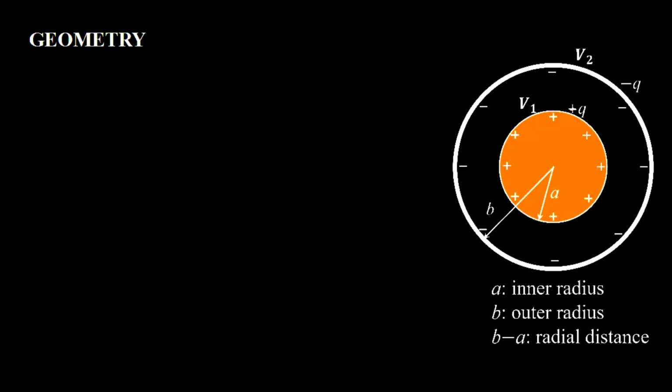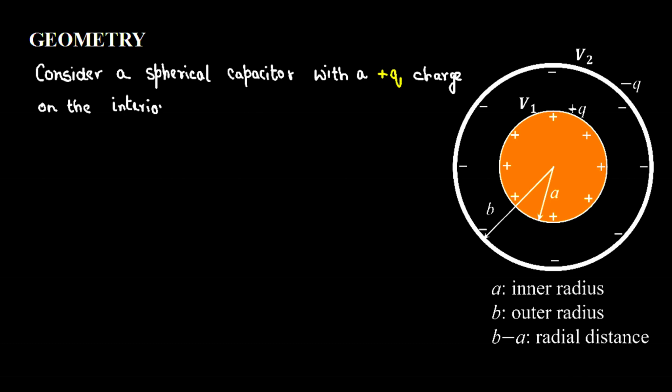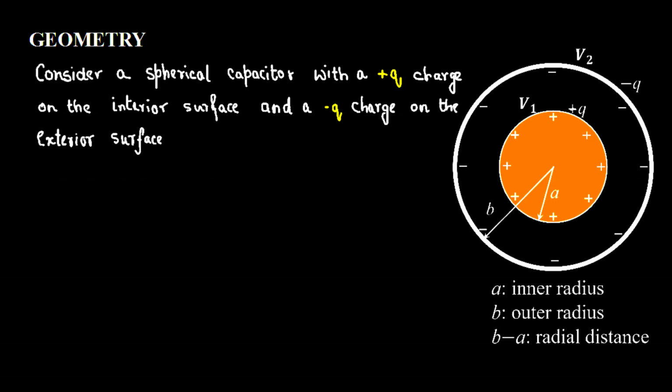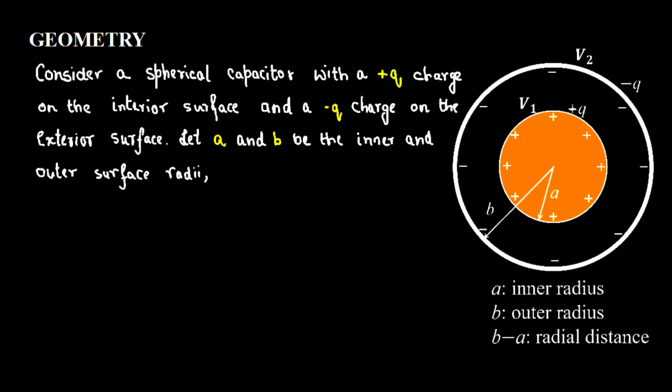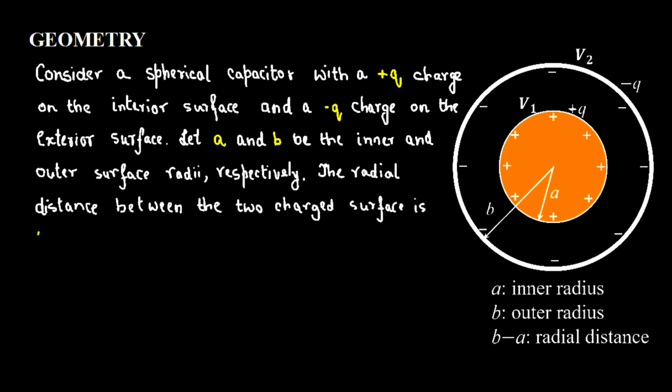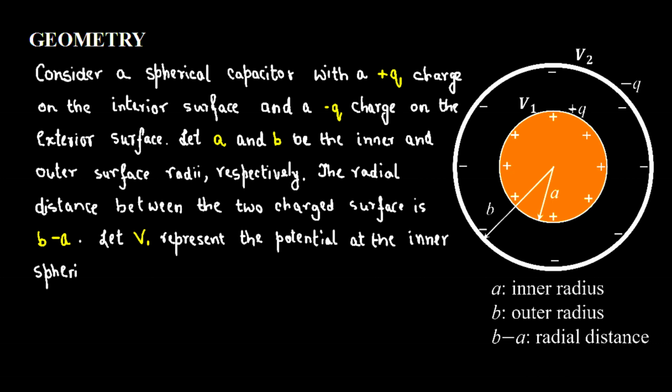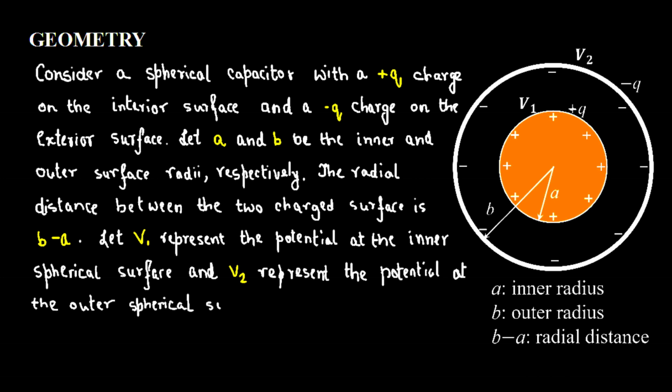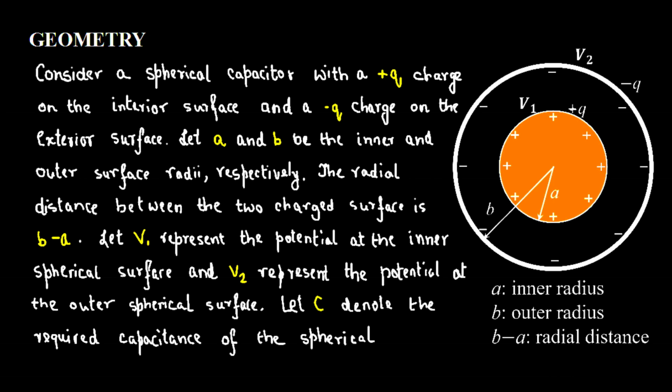Geometry. Consider a spherical capacitor with a positive plus Q charge on the interior surface and a negative minus Q charge on the exterior surface. Let A and B be the inner and outer surface radii respectively. The radial distance between the two charged surfaces is B minus A. Let V1 represent the potential at the inner spherical surface and V2 represent the potential at the outer spherical surface. Let C denote the required capacitance of the spherical capacitor considered.